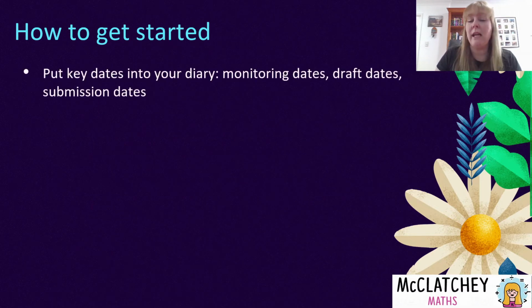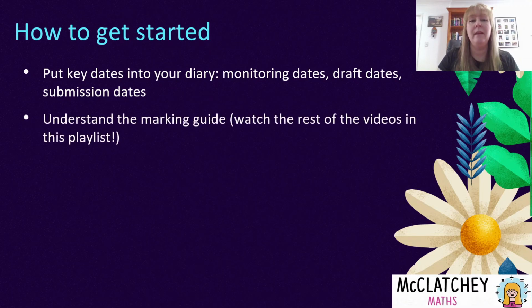Okay, what I would do next is then I would get my diary out and I would put those key dates from your task sheet straight into your diary. Any monitoring dates, any draft dates, any submission dates. I pop those in there, and that would help me then plan towards what I'm going to do by which date.